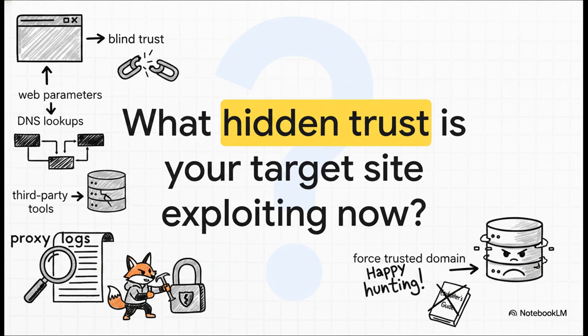Every single web app relies on trust. It trusts its parameters, its DNS lookups, its third-party tools. Your job as a hunter is to find exactly where that trust is blind. Take these techniques, scour your proxy logs, and see where you can force a trusted domain to behave badly.